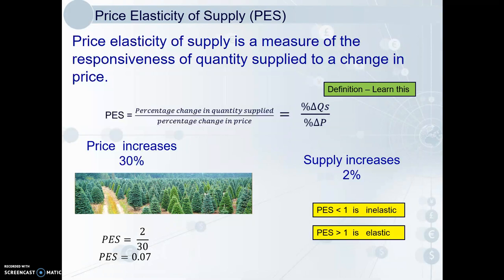Why would supply be so unresponsive? Shouldn't the farmers want to sell more to make some juicy profits? We'll see why it might be when we look at the determinants of PES.